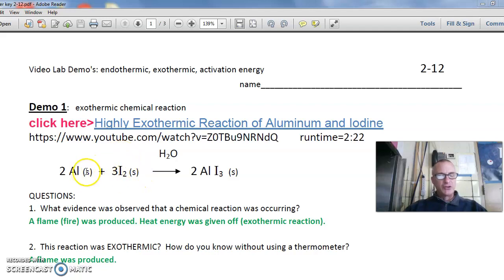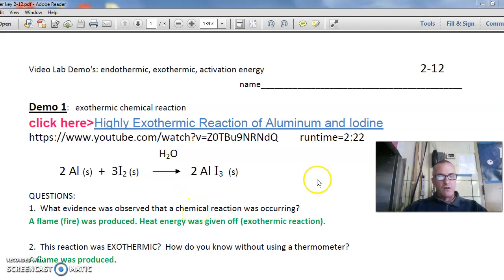Now, in order to get two solids to react, we sometimes need a vehicle to help them mix together. In this case, that vehicle is water. Water works as a catalyst in this reaction by acting as an intermediary between those two substances, helping them get in closer contact with one another. So water itself is not involved in this chemical reaction. It's just helping it to occur. That's what catalysts do.